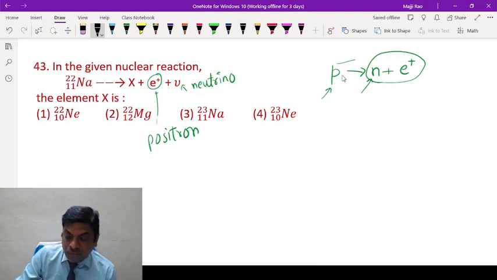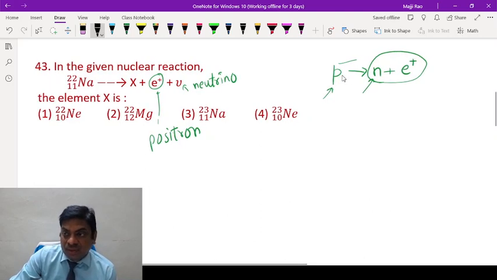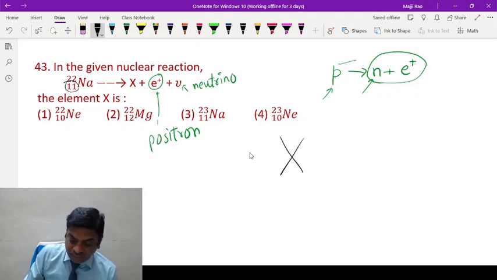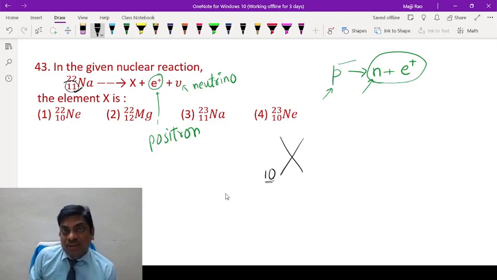So since one proton is destroyed, so certainly what will happen? The atomic number will reduce by 1. So for this X, the atomic number is now 11 minus 1, that is 10. Okay. So based on this, 10 stands for neon. Atomic number 10 is for neon.